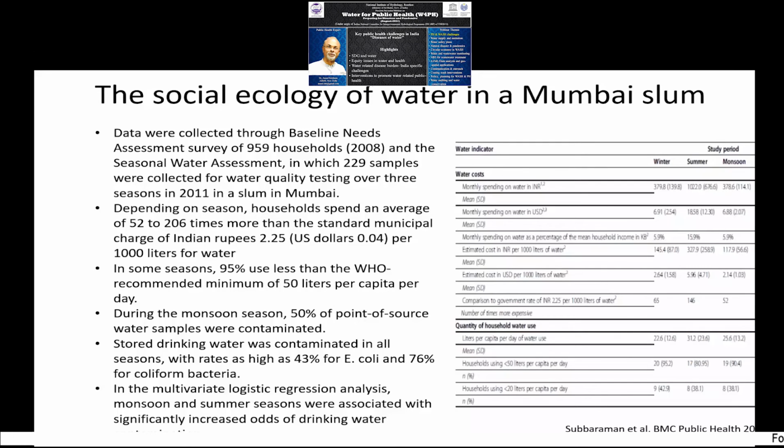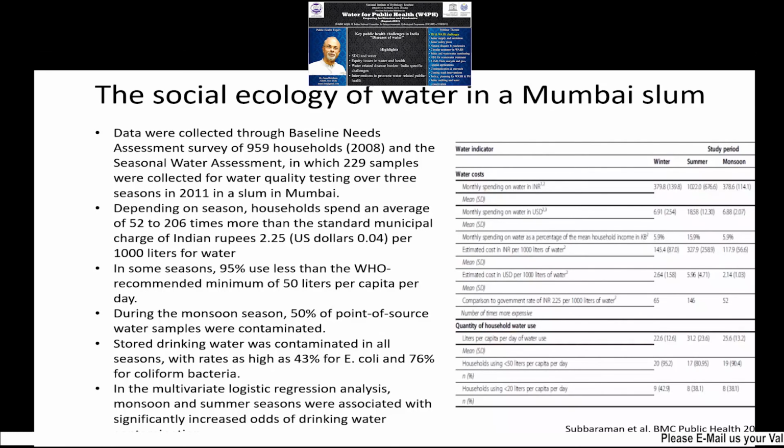And despite this, they were not getting adequate water. As you can see, households using less than 50 liters of water were about 20%, and almost 10% were using less than 20 liters per capita per day. The usual guideline for water is about 135 liters per capita per day. So clearly, despite paying so much, they are not getting an adequate amount of water.